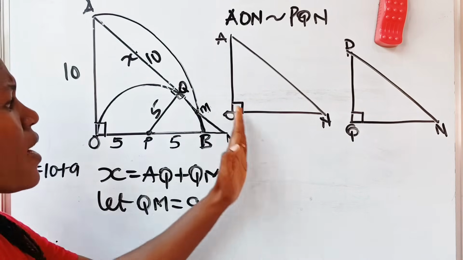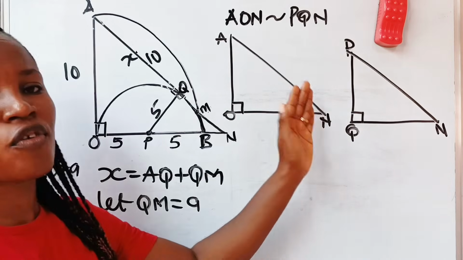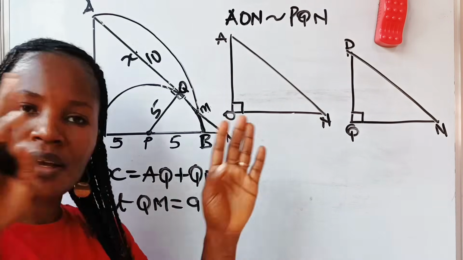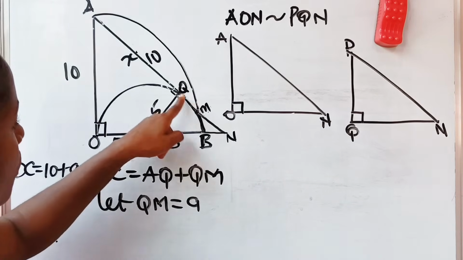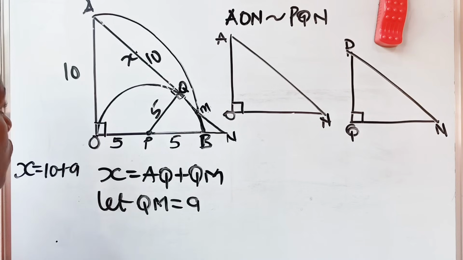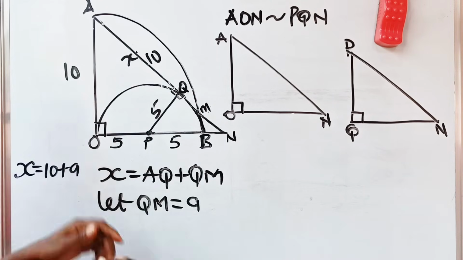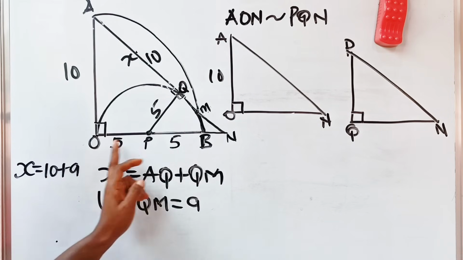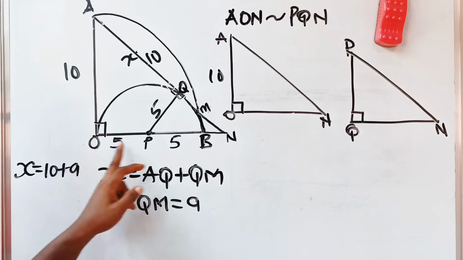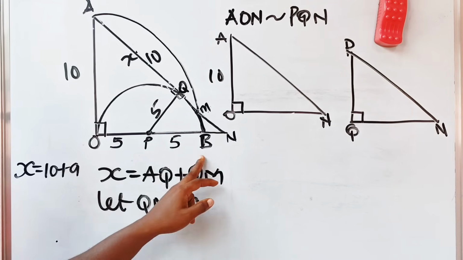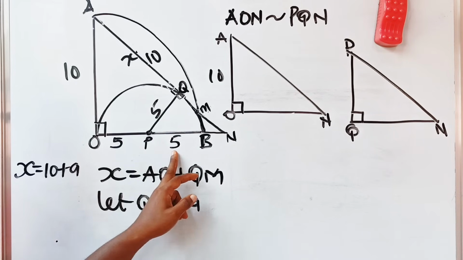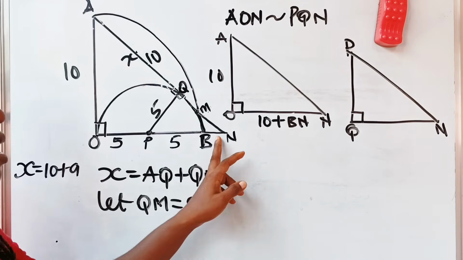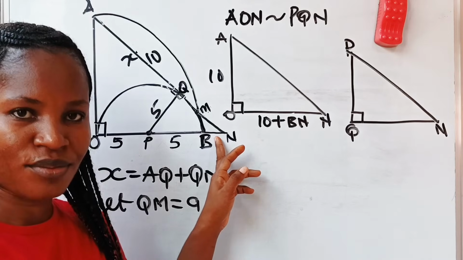All right, now let us write out our lines so that we can easily form our equations. Remember that all these things we are trying to do, we are only trying to get this place QM, which is A. So you are going to see how that will come to play. Now AO is 10, so we have 10. ON is going to be equal to OB plus BN, and OB is already 10, so it's going to be 10 plus BN. Because for now, BN is unknown.